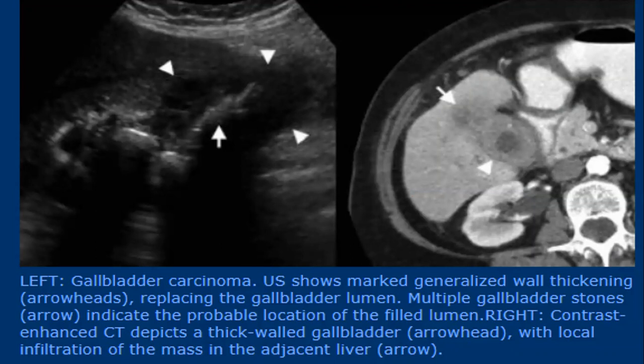Gallbladder carcinoma on ultrasound shows marked generalized wall thickening, replacing the gallbladder lumen. Multiple gallbladder stones indicate the probable location of the original lumen. So this is its wall with the stones, and this is the invasion. Contrast enhancing CT depicts a thick-walled gallbladder with local infiltration of the mass into the adjacent structures. Here is the thick-walled gallbladder, and we see the adjacent liver parenchyma invaded by the tumor.